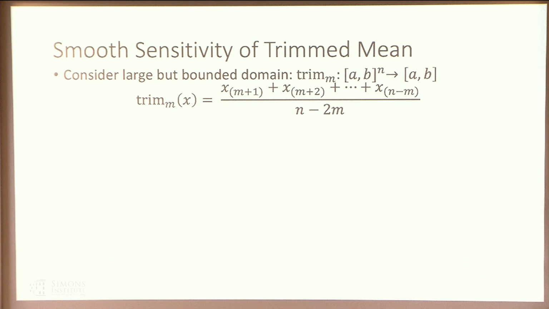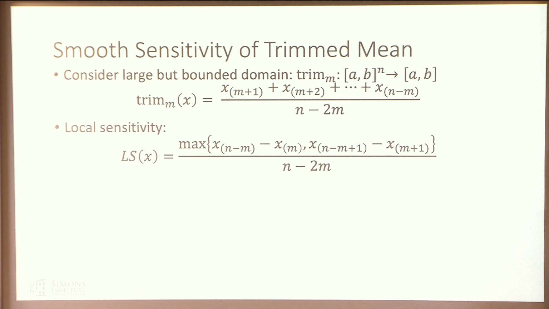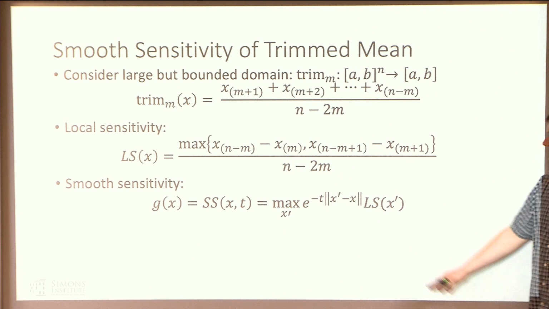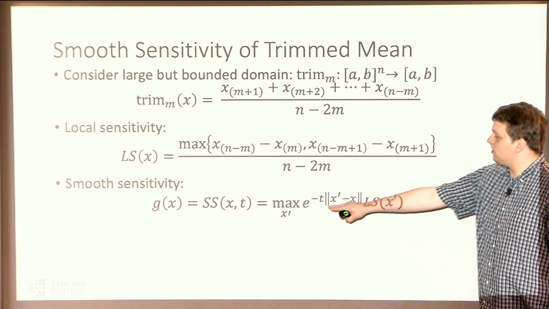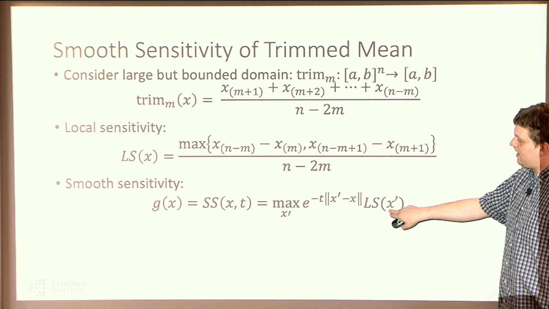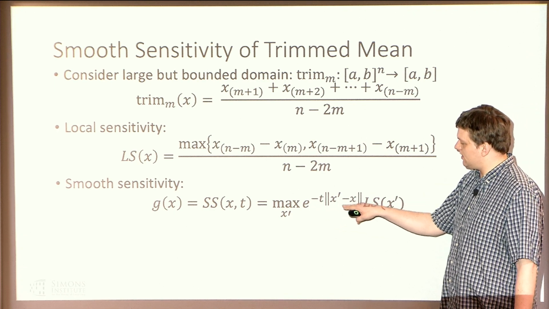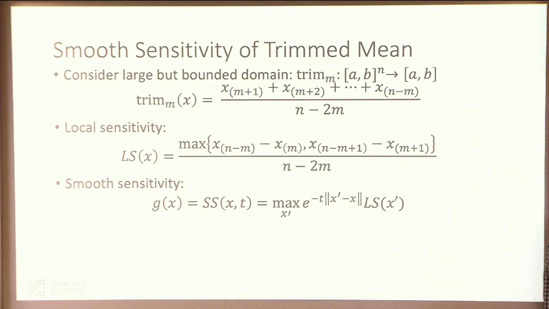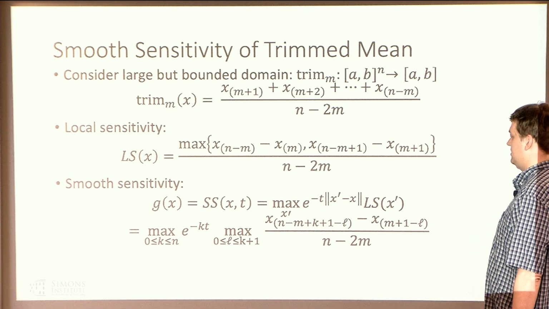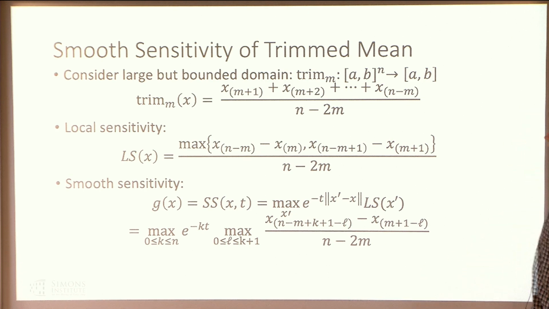Okay, so reminding you what the trim mean is again, and I've already mentioned we have a local sensitivity bound on this. I want a smooth sensitivity bound, and the optimal smooth sensitivity bound is this function here. So we take the maximum over all databases, local sensitivity at that database times e to the minus t times the number of points I have to change to get to that database. And you can sit down and work that out. It has this expression, which is a little bit more tractable to work with.